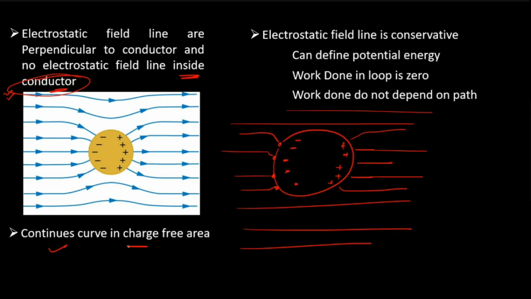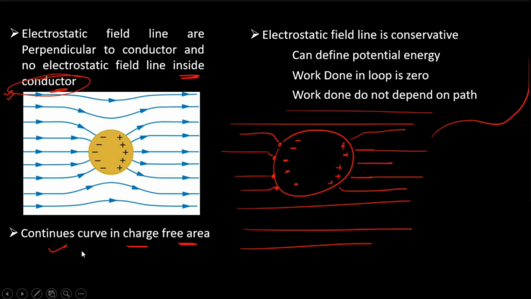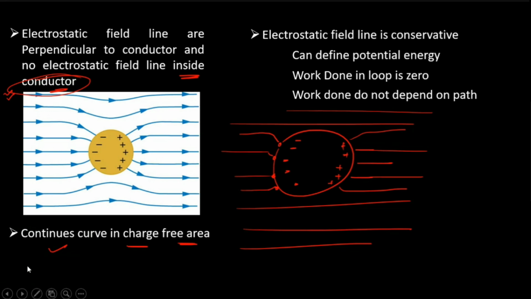Field lines form continuous curves in a charge free area. They will always form a continuous curve, like a very smooth wave. They never form steep lines or straight lines, generally curves. Electrostatic field line is conservative in nature.